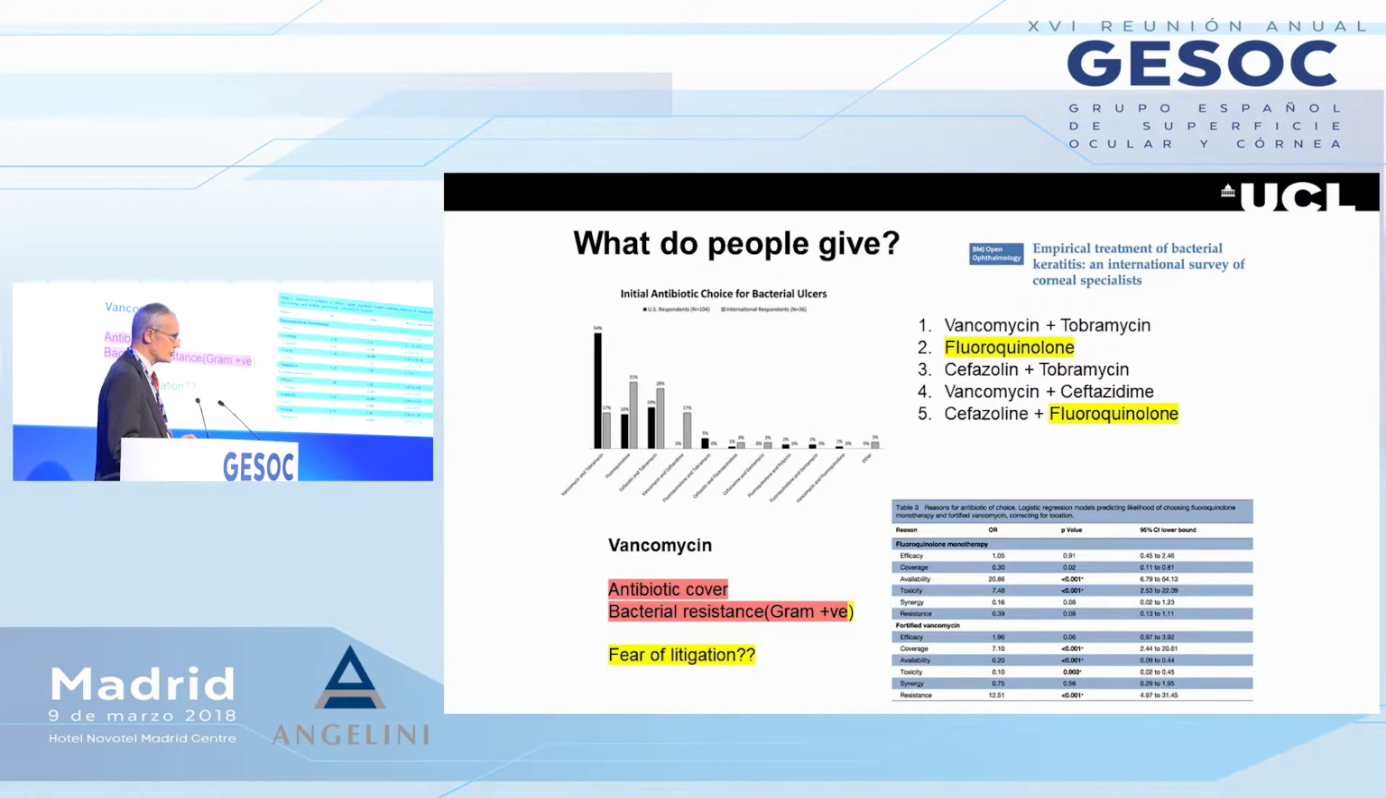One is that if you ask a dozen ophthalmologists, they are maybe using a dozen different combinations of antibiotics. In yellow, only two of those are licensed medications for topical ophthalmic use. The second point in this table is why people make those decisions. For vancomycin, for example, which is not licensed, the primary reason is broad antibiotic cover, a problem with bacterial resistance, which may not be true, and also, not part of this questionnaire, a fear of litigation: that if you don't use everything and the most modern antibiotics, then you may be opening yourself to problems.